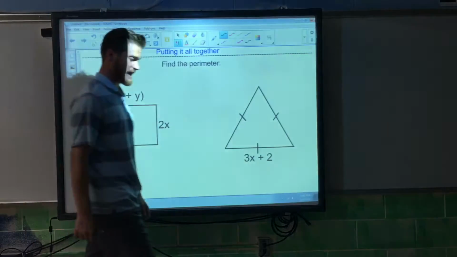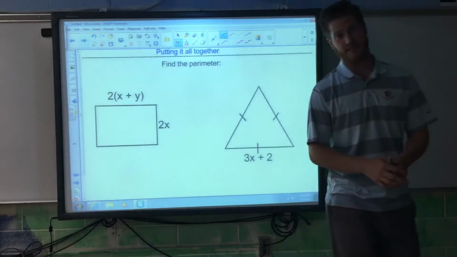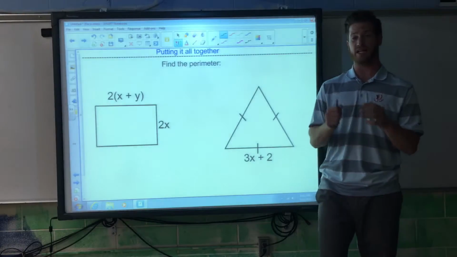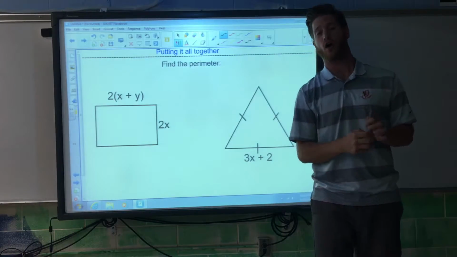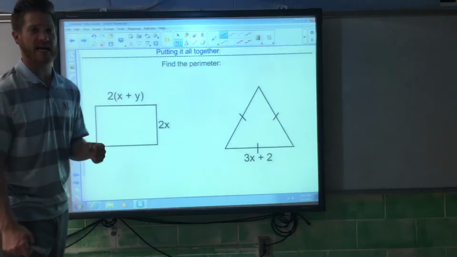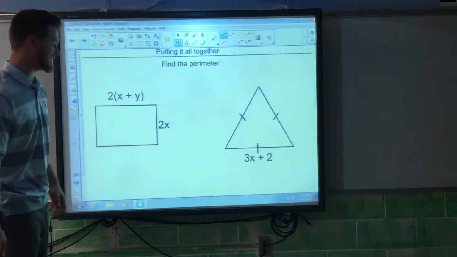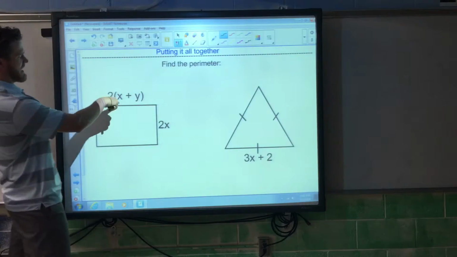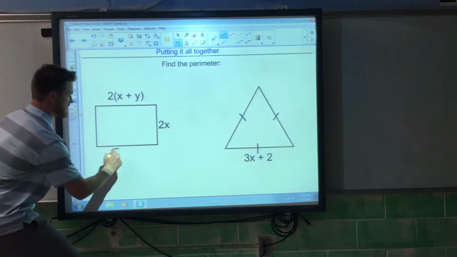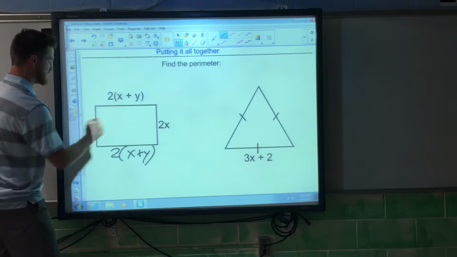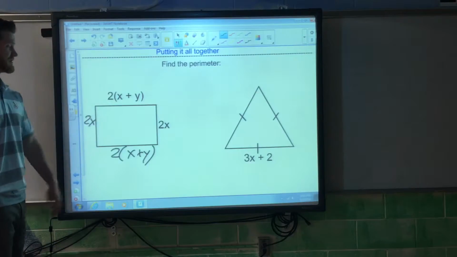Now, when we put this all together, we might see problems like this on the EOG, where it'll say, find the perimeter. And you know by now that to find the perimeter, you have to add all the sides. We know that opposite sides of a rectangle are equal, so let's fill in our missing lengths. If this side is 2 times x plus y, this is also going to be 2 times x plus y.